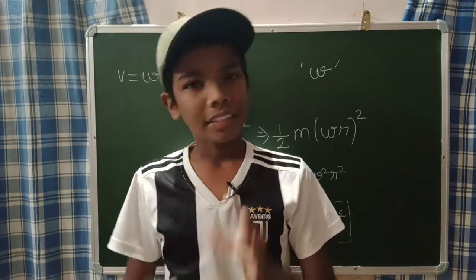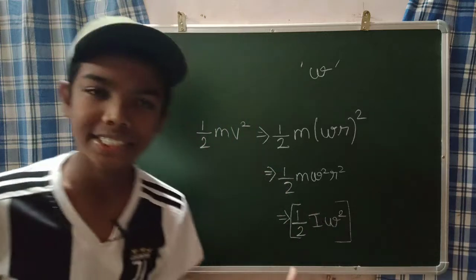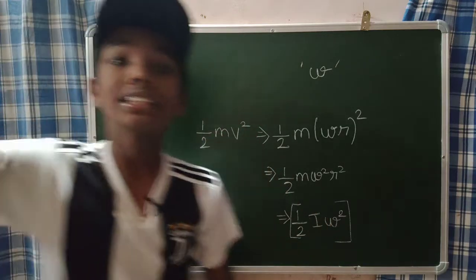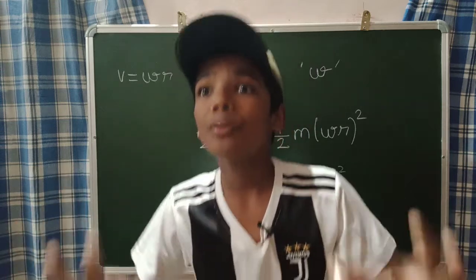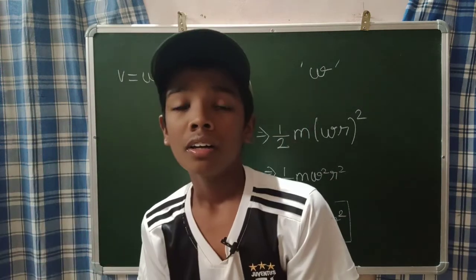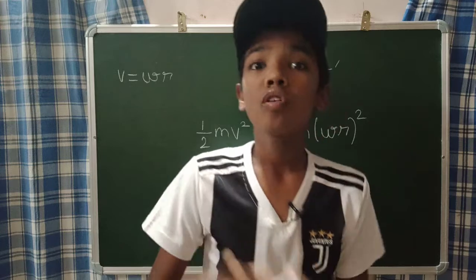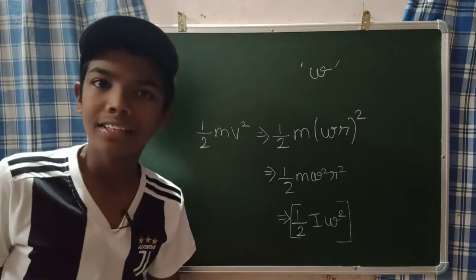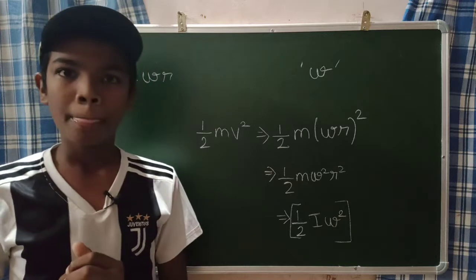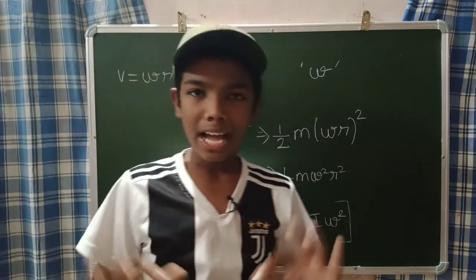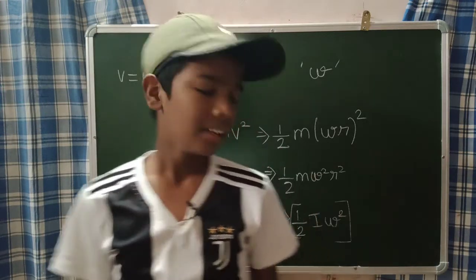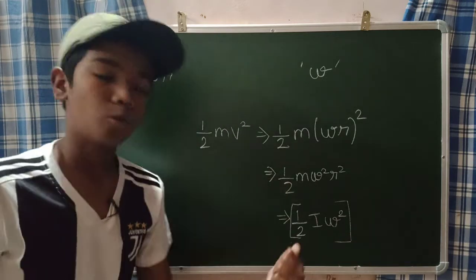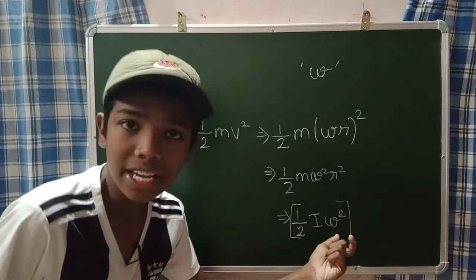That's all, guys. That's all about this session. This will be your kinetic energy of that rigid body which is in rotational motion, rotating about a given axis or a given line with an angular velocity of omega. So this is your rotational kinetic energy. The magnitude of kinetic energy is half into I into omega square in rotational motion, where I is moment of inertia and omega is angular velocity.